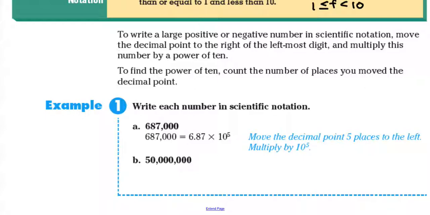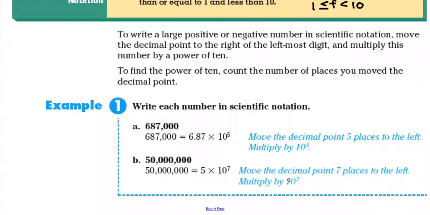Okay, let's take a look at example 1b. You have 50 million. You want to express this number in scientific notation. 50 million is equal to 5 times 10 to the 7th power. Basically, move the decimal point 7 places and multiply by 10 to the 7th power. Again, the decimal point is at the very right, so we simply moved it so that you have a factor that is greater than or equal to 1, but less than 10.